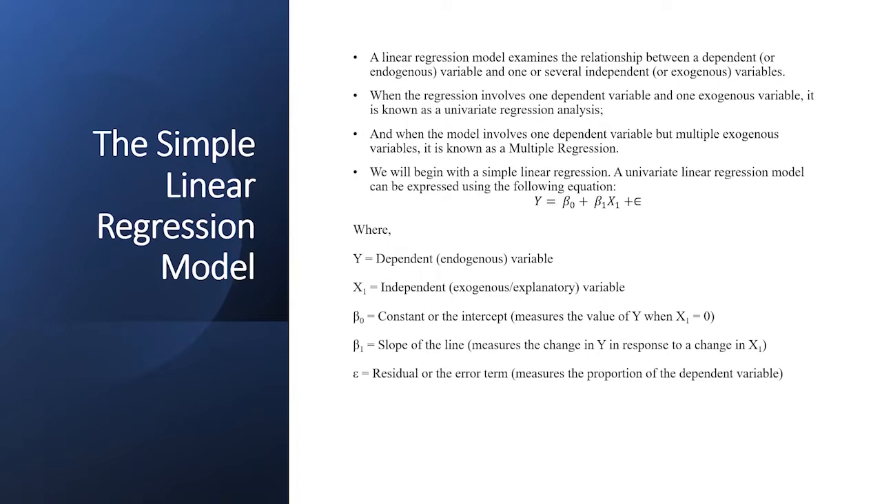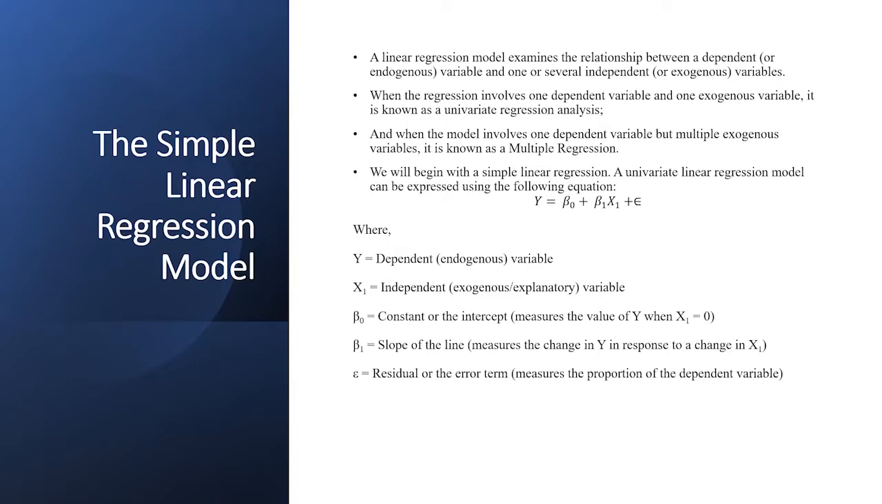Now, the relationship between the two variables will usually be measured in terms of a slope. This is a linear relationship, so we assume that whatever line would represent the relationship graphically would be a straight line, okay, in our simple example here. And so the slope of that line would be measured by beta one.